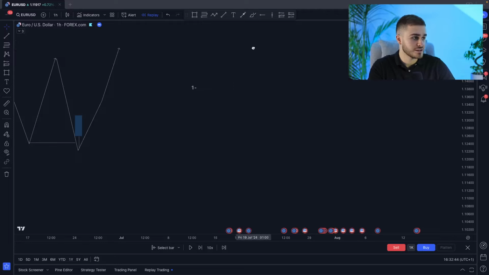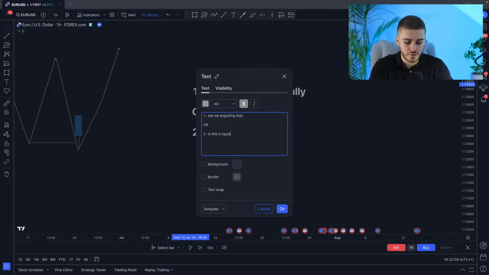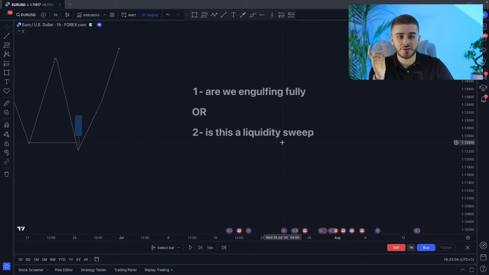The first one is, and let's make this bigger before we get into everything. The first thing you've got to understand is, are we engulfing fully, or is this a liquidity sweep? So these are basically the two ideas you're going to have around certain primary pieces of structure. You're going to understand that as we get more into it, but that's the first thing we need to understand. How is it moving around these kinds of areas?